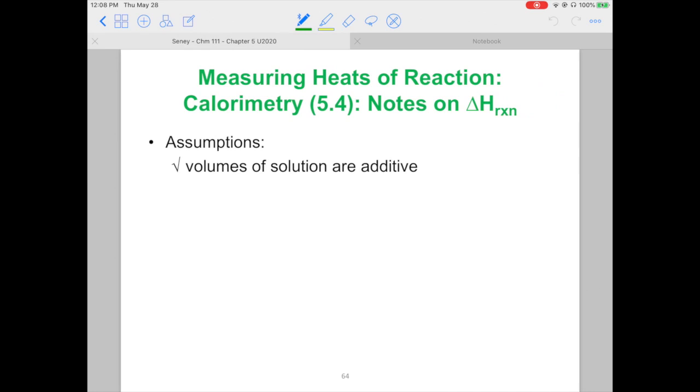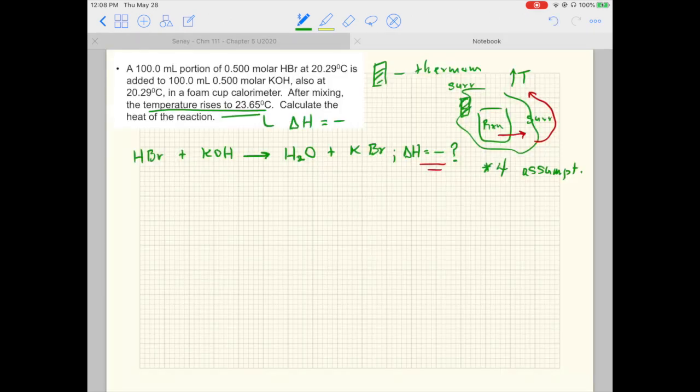Assumption 1: the volumes of the solution are additive. All right, so we have 100 mL of hydrobromic acid and 100 mL of potassium hydroxide. That means that if they're added, based on assumption 1, the total volume of solution ends up being 200 mL. So this is assumption 1. We have to use these to solve the problem. We'll see how that all comes out.